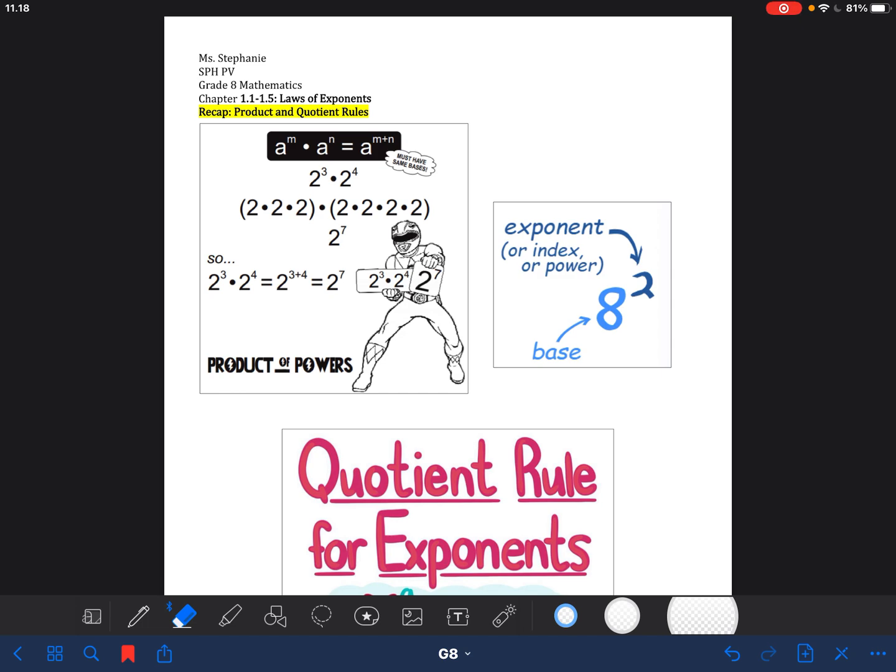We talked about two rules or two laws of exponents. We talked about product of powers. That means if you have the same base and you're multiplying them, but you have different exponents, what you're going to do is keep the base and you add the exponents, like this Power Ranger looking poster there.